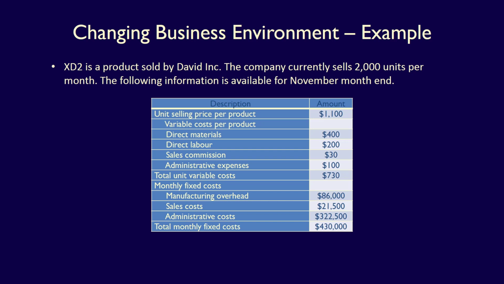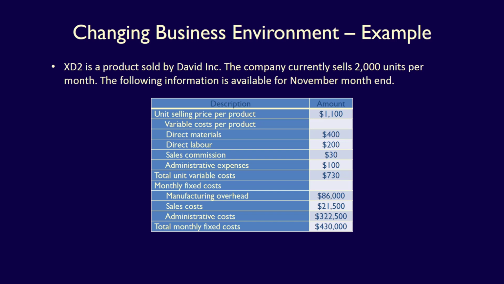We then have all of the following per unit variable costs: direct materials of $400, direct labor of $200, sales commission of $30, and administrative expenses of $100. The total variable cost per unit is therefore equal to $730 per unit.